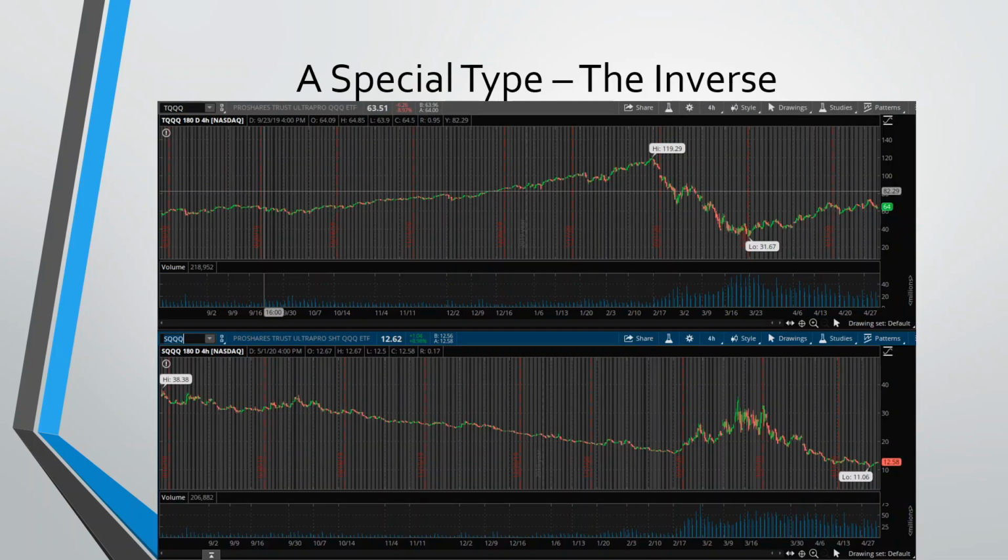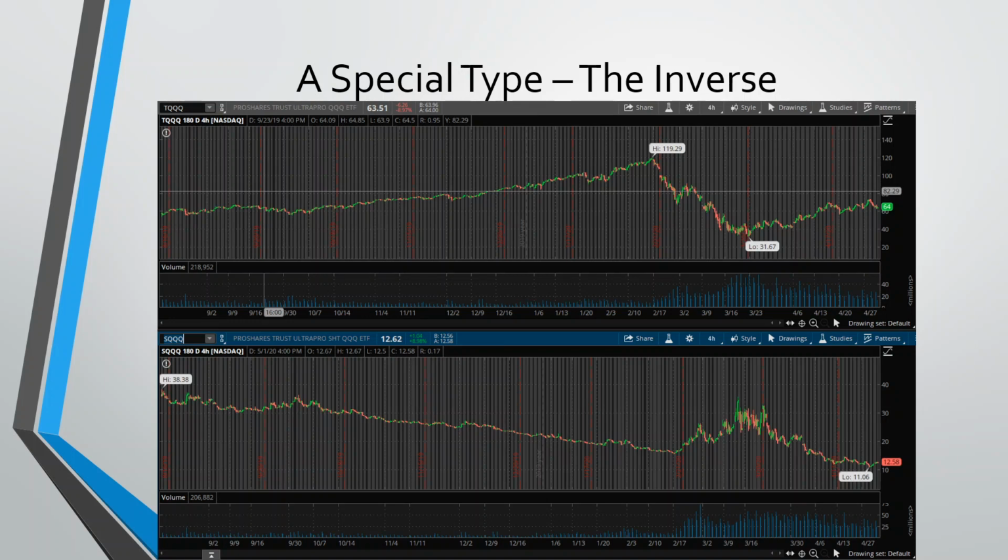There are many types of ETFs that you can trade. We saw in the previous slide there was a type of ETF called the inverse, and basically this is just the bear version of an ETF, and what this means is that it moves in the complete opposite direction of the bull ETF. So you can see that TQQQ, the first one here, is our bull ETF. When it goes up, SQQQ, which is our bear ETF, our inverse ETF, is going to go down. You can see how they perfectly mirror each other.